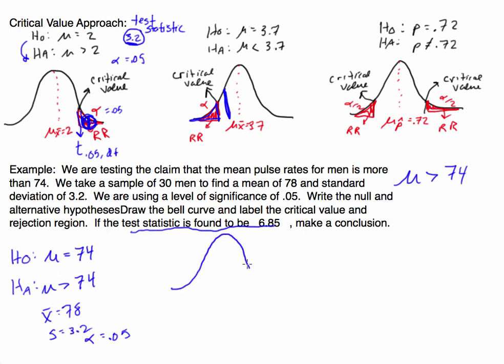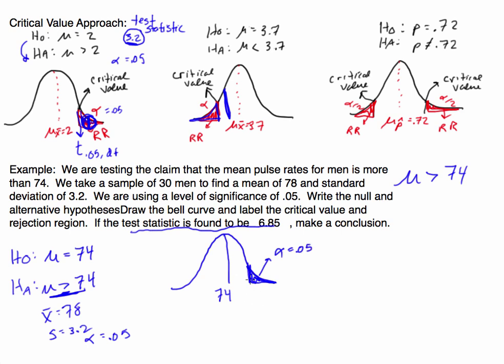And what type of test is this? Well, we have our bell curve. 74, we're assuming, is in the middle of our sampling distribution. This is a right-tailed test because we are dealing with a greater than. So here is going to be our rejection region. Our rejection region is going to have an area of alpha, which is 0.05.